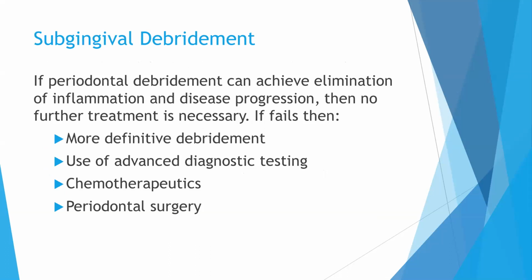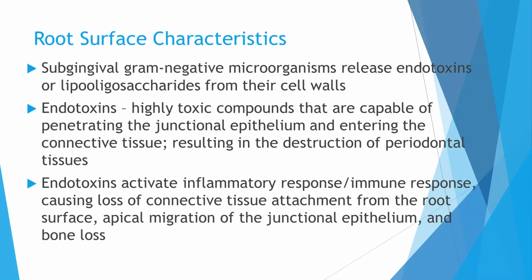But if you know there's calculus there, you want to get it off. If there isn't a tissue response, then they might need more definitive debridement. They might need more advanced diagnostic testing, like the DNA testing or one of those other tests. Chemotherapeutics might be needed, like Arestin or something else, or laser therapy, or they might even need periodontal surgery.